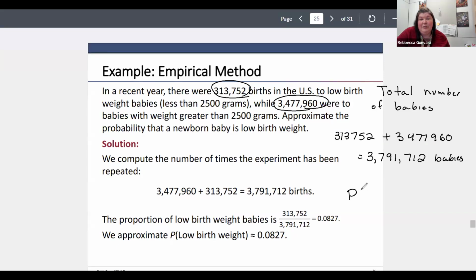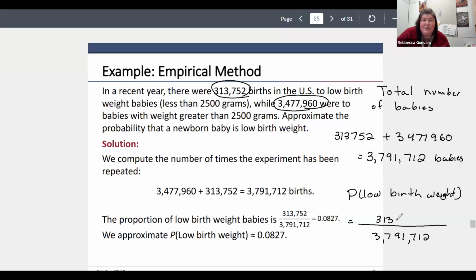So if I want to figure out the probability of a low birth weight, I had to do an experiment. I had to go out and collect a bunch of data on babies. So this is the total number of babies there were. We had 313,752 of those babies who were low birth weight. So that is going to be approximately 8%. About 8% of my babies have a low birth weight.